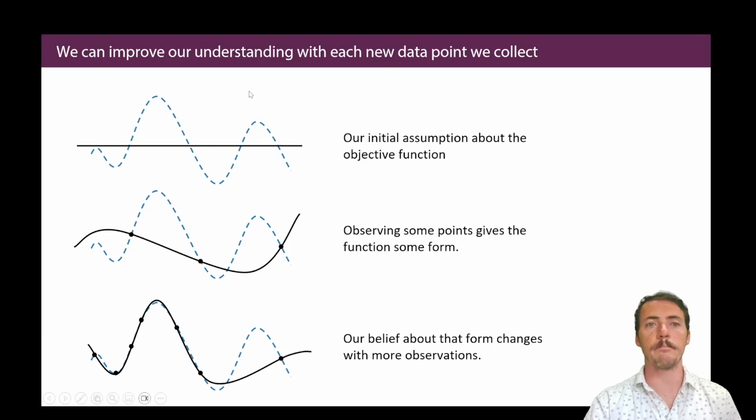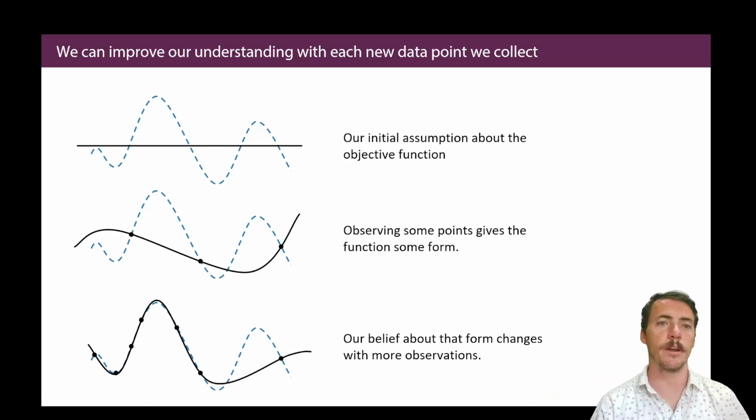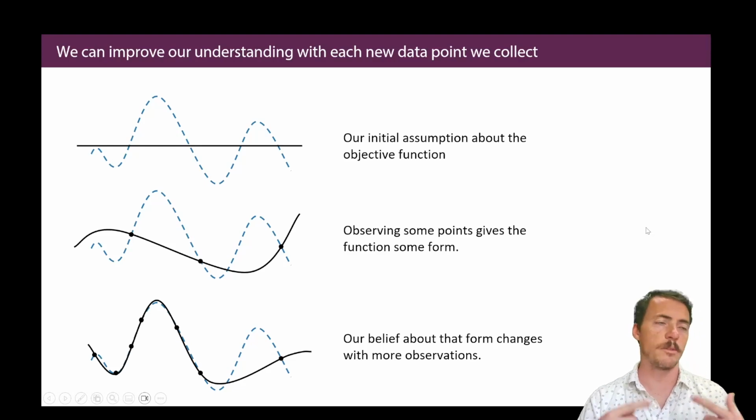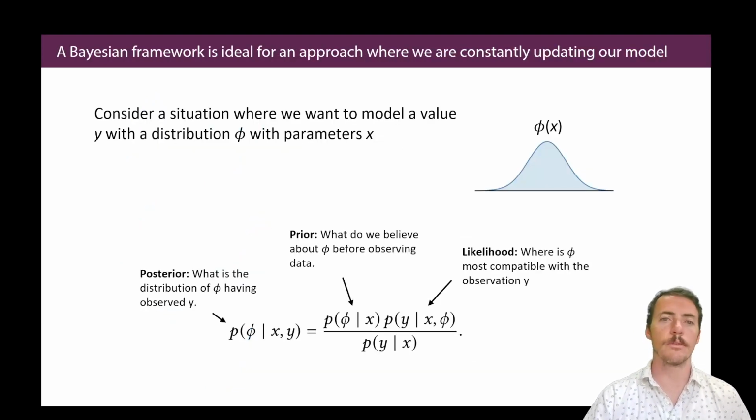And maybe you have a really bad model at first. Like here, they're just putting, maybe it's set to 0 or some average value, right? And then when you get a couple data points, you start to fit a really clumsy surrogate model, which gets it wrong a lot. But as you add more and more data, you start to see that your belief about the form changes with more observations, and we're able to more accurately learn the underlying objective function, right?